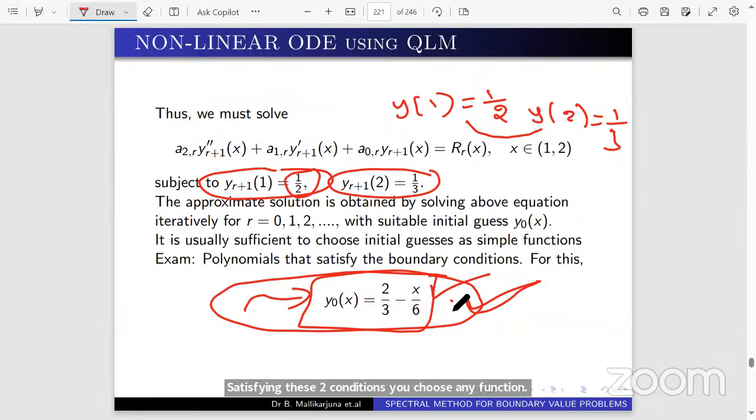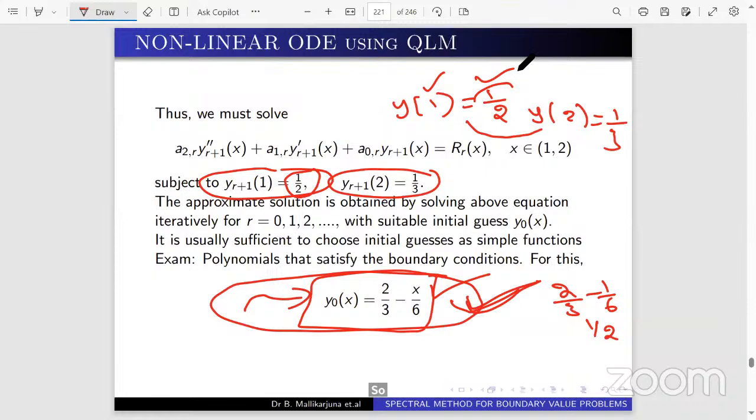So just randomly I'm taking this. Suppose x is 1, then 2 by 3 minus 1 by 6. So you'll get 3 by 6, and that 3 by 6 is nothing but 1 by 2. If x is equal to 2, 2 by 3 minus 2 by 6, so you'll get 1 by 3. Like that, you can choose any expression which satisfies the given conditions. This is at r is equal to 0. Now we need to find at the r is equal to 1st level.